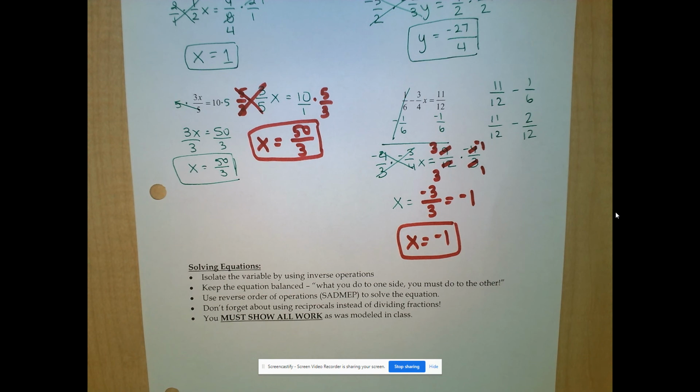You can use reciprocals instead of the extra steps that include dividing. And you must show all of your work.